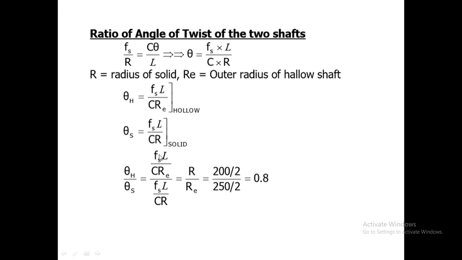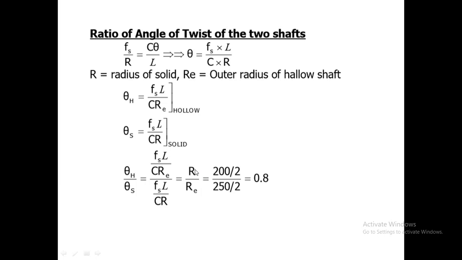Since shear stress is the same, it will get nullified, and since the rigidity modulus is the same, the metal is the same, G and G will be the same. Also length is the same, so we are left with only RE and R. If you simplify this, the denominator will come to the numerator here, R by RE. So we will get this ratio with respect to the radii of the shafts. So the angle of twist ratio for both the shafts is now in terms of the radii of the shafts.